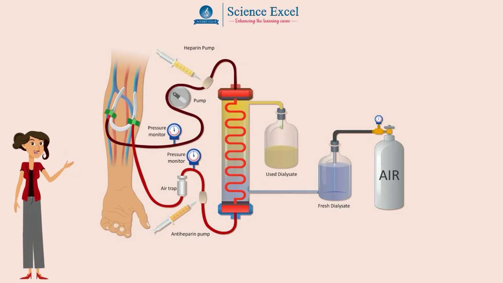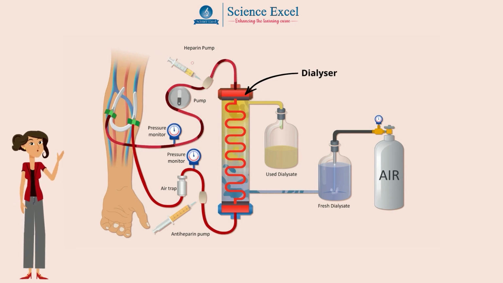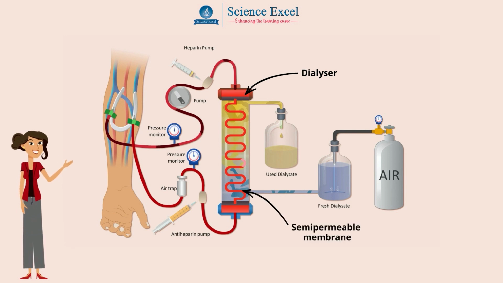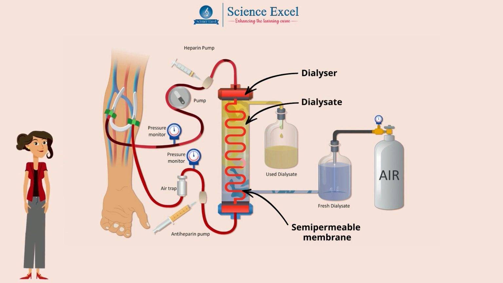During dialysis, the blood from the artery is pumped into the dialyzer of a dialyzing machine after adding an anticoagulant like heparin, which prevents the blood from clotting. A dialyzer contains a coiled, porous, semi-permeable membrane surrounded by the dialyzing solution, also called the dialysate.